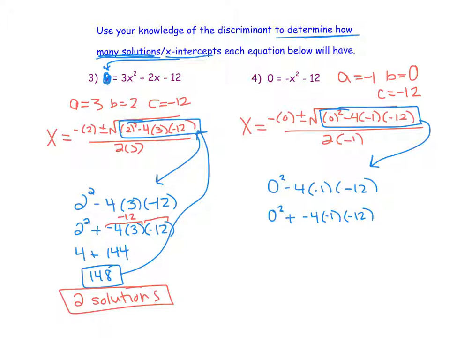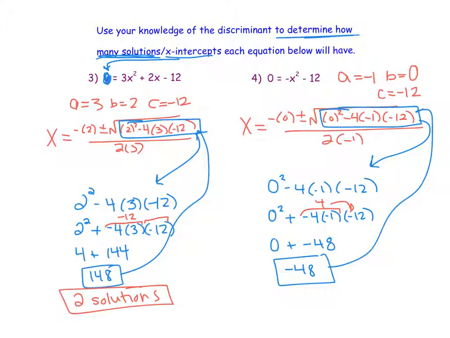So this becomes 0, because 0 squared is just 0. Negative 4 times a negative 1 is a positive 4. Positive 4 times a negative 12 is negative 48. So I have 0 plus a negative 48, which is negative 48. And because I have a negative number as my discriminant underneath this square root, I know that I'm going to have no solutions, or 0 solutions, to that equation.